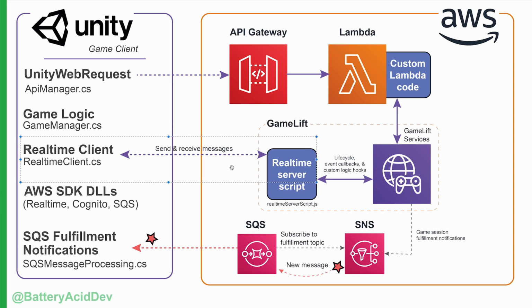Finally, we use SNS and SQS to handle the game session fulfillment notifications. These notifications are for the scenario when we didn't find a game session and one needs to be created. Our Unity client subscribes to these, and when a game and player session have been created for the player, it receives a notification with the session information so we can connect to the server. I'll be referring to this diagram throughout the tutorial video to make it easier to follow along.